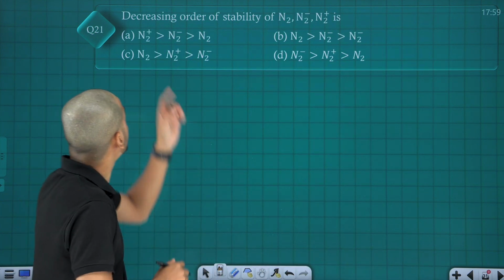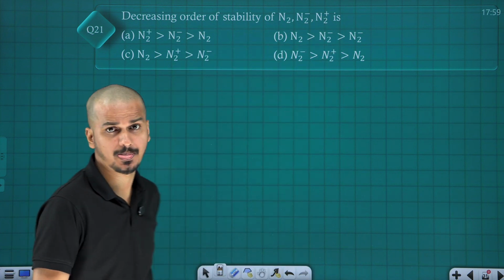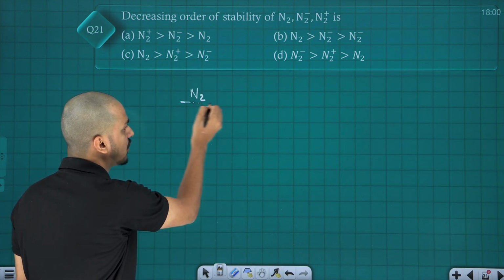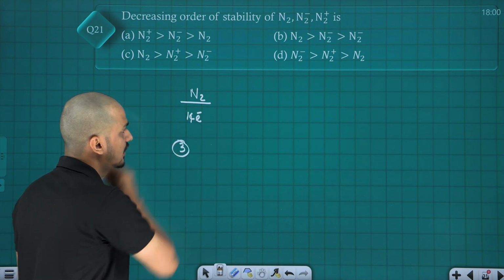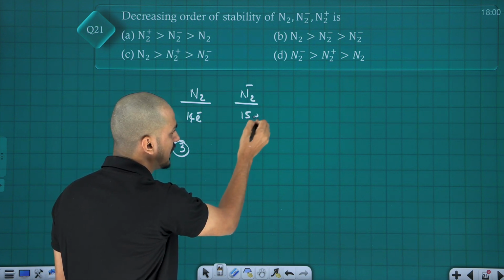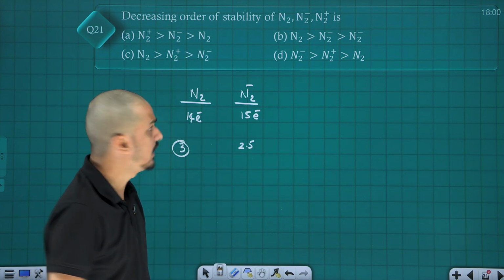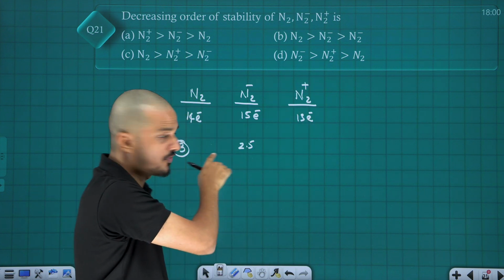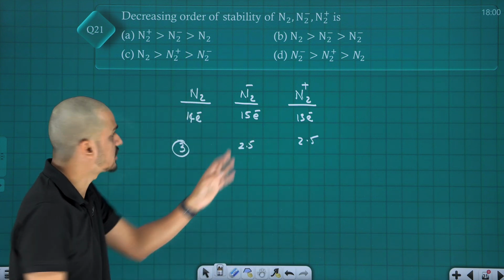Ready? So the next question is decreasing order of stability of N2, N2 minus, N2 plus. So we know how to calculate the bond order. N2 means total 14 electrons are there. 14 electrons means bond order is 3. Then N2 minus contains 15 electrons. Its bond order will be 0.5 less, 2.5. And N2 plus means 13 electrons, 0.5 less than 3, that also is 2.5. So out of this, the most stable one is N2.